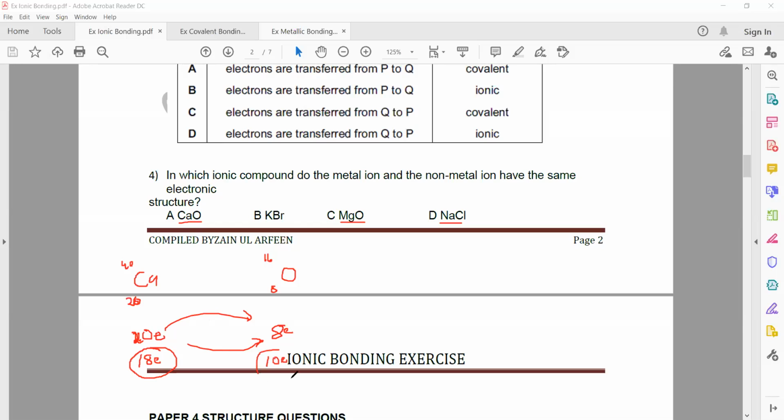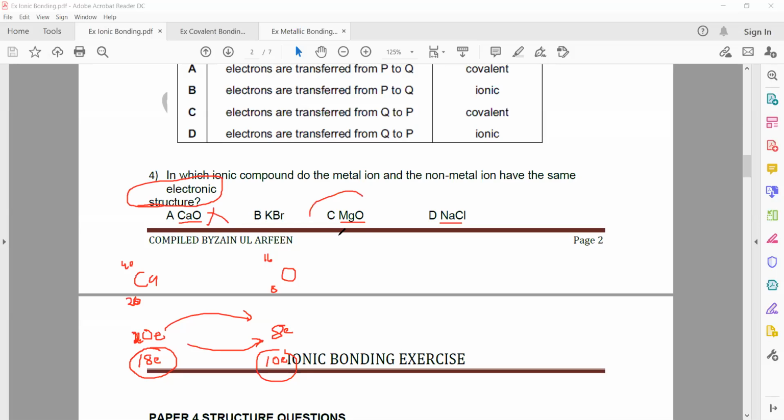10 electrons. When they form a compound, originally as atoms, calcium has 20 electrons and oxygen has 8 electrons. But when they form an ionic compound, electrons transfer from calcium to oxygen. Calcium belongs to group 2, so it will transfer 2 electrons, and oxygen will take 2 electrons. So calcium will now have 18 electrons and oxygen will have 10 electrons. But they don't have the same electronic structure. Electronic structure means the same number of electrons. So this cannot be an answer.